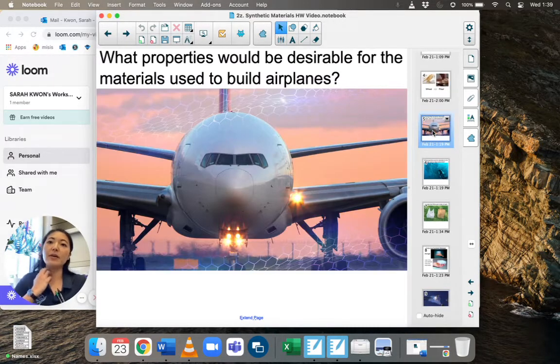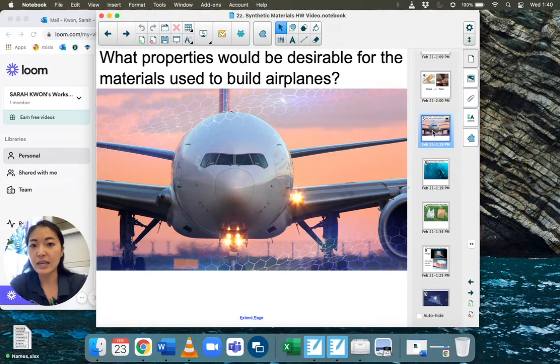All right, I want you to think about this. What properties would be desirable for the materials used to build airplanes? Okay, in order to fly an airplane, it needs to be lightweight enough to rise up into the sky, but strong enough to carry, let's say, 100 people who are on the plane. And once you get up there into the atmosphere, it's going to be cold temperatures. The air pressure is going to be different from what it is on the ground. And there are all these factors that you need to consider.